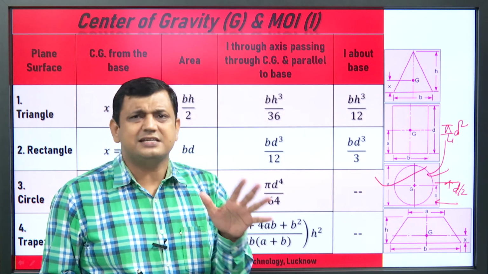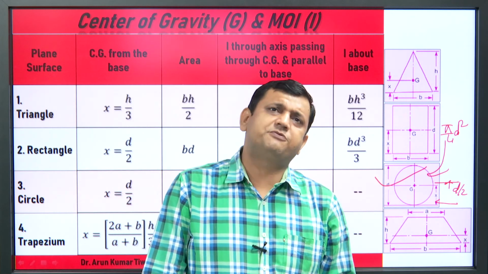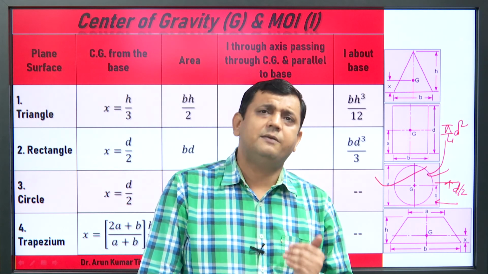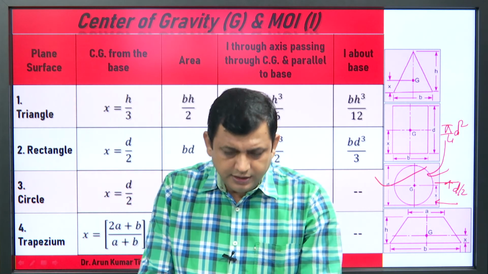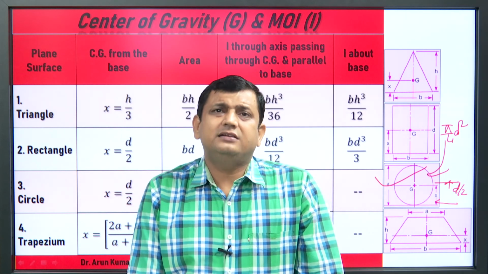So in all the cases we know, for the common plane surfaces, what the center of gravity is, what the moment of inertia is, and the area. It will help in calculating the h bar.